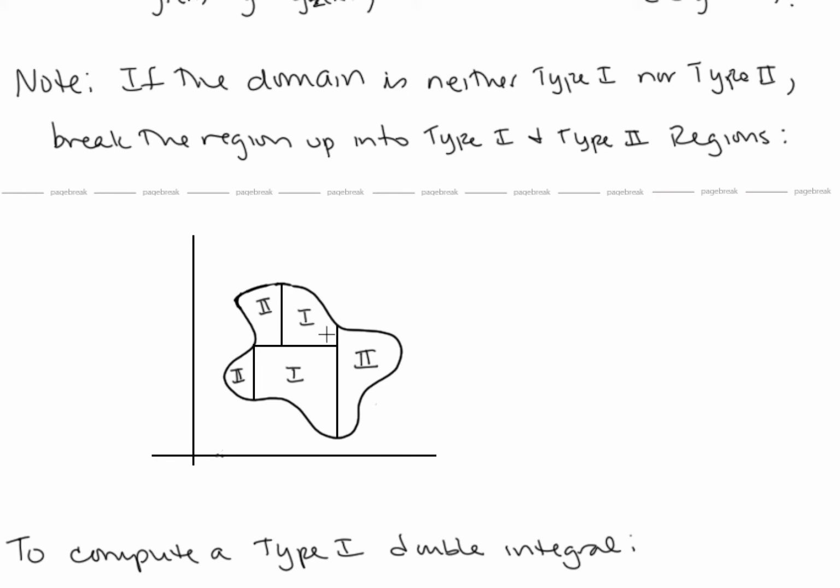This one's a top to bottom. This one's a top to bottom. And this one's a right to left. I'm sure that's not the only way to break up the original domain, but it is one way that we can break up the domain into type 1 and 2 regions so that we can set up each of those integrals.